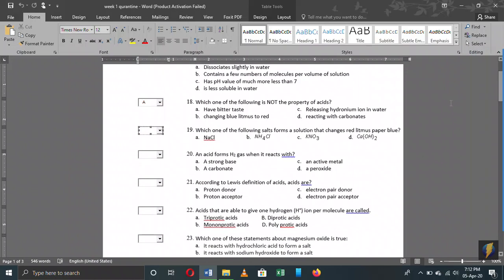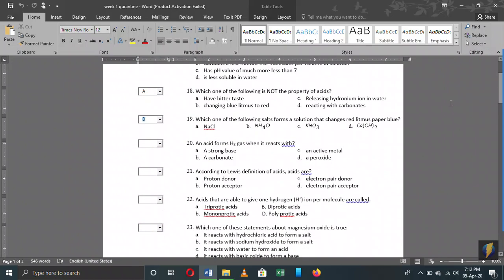Now question number 20. An acid forms H2 gas when it reacts with... actually we've already done this experiment in the lab, as I've shown you, that when you put magnesium or zinc metal in an acid, it produces H2 gas. I don't know if you remember that or not. So the correct answer was an active metal. When you react a metal with an acid, it forms H2 gas.